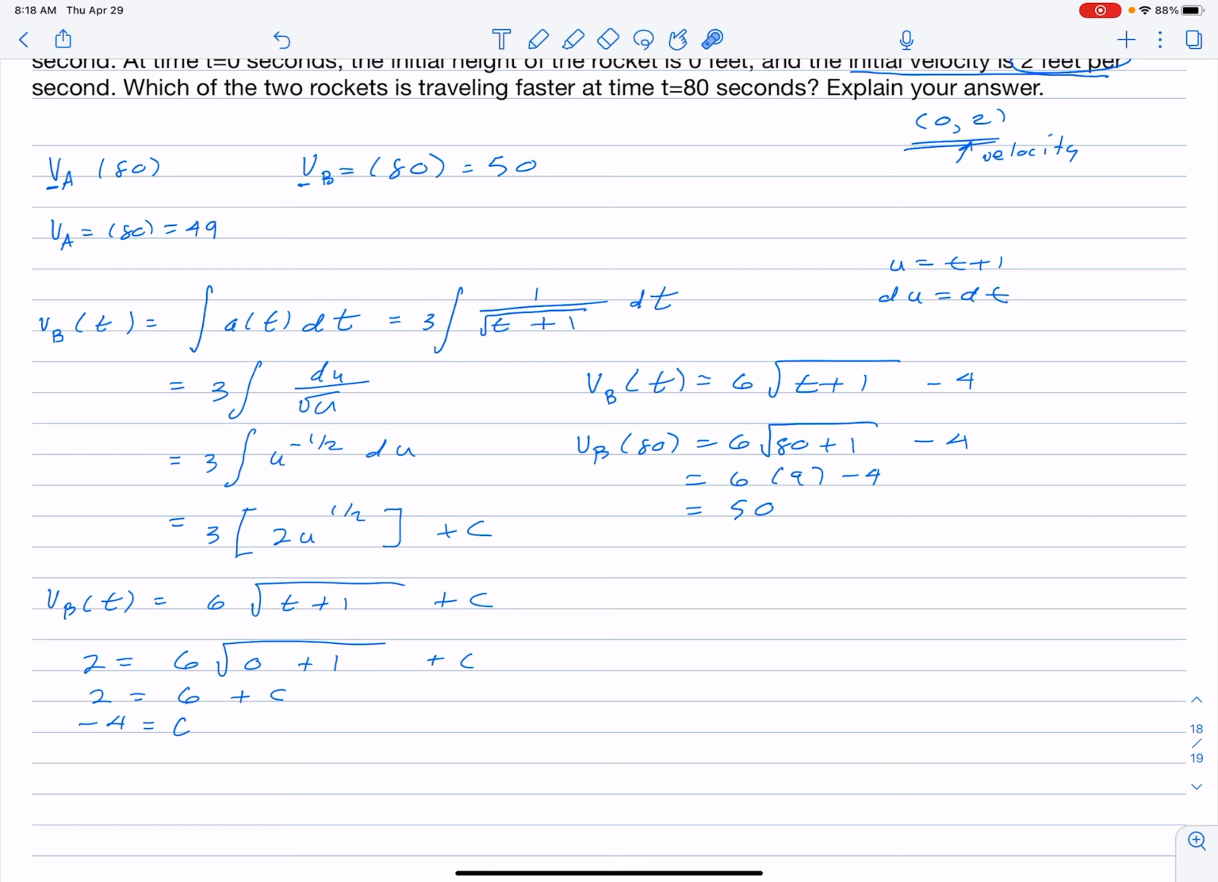So now we're going to make our conclusion. Rocket B is faster at time t equals 80. And why is that? Because v of b of 80 equals 50, which is greater than 49, which equals v of a of 80. Okay? That's all there is to it.